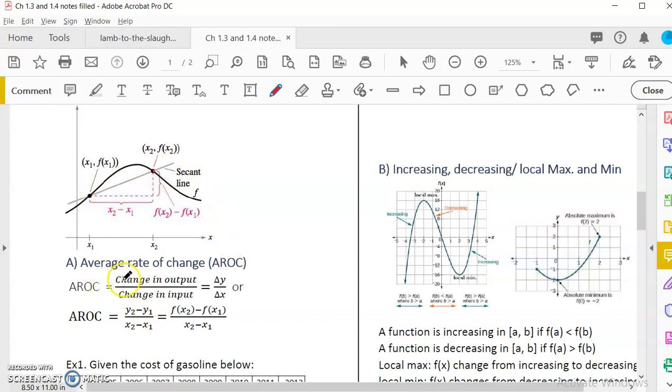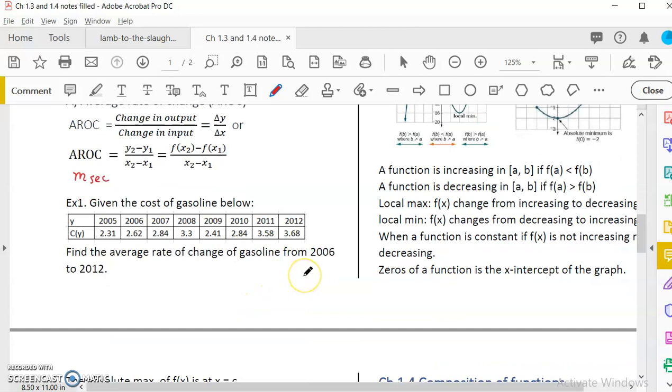So average rate of change is calculated as if you're calculating slope: change of y, change of output, which we call delta y, divided by change of input. It's a ratio, delta y over delta x, and mathematically it's just y2 minus y1 over x2 minus x1, just like a slope. So sometimes we use the abbreviation m, because slope is m, right? Slope of a secant line for AROC, average rate of change. And you can think of it as f of x2 minus f of x1 over x2 minus x1. Okay.